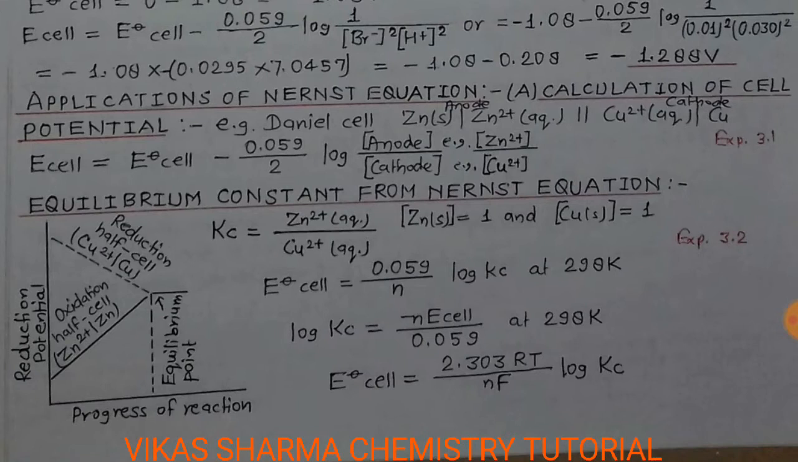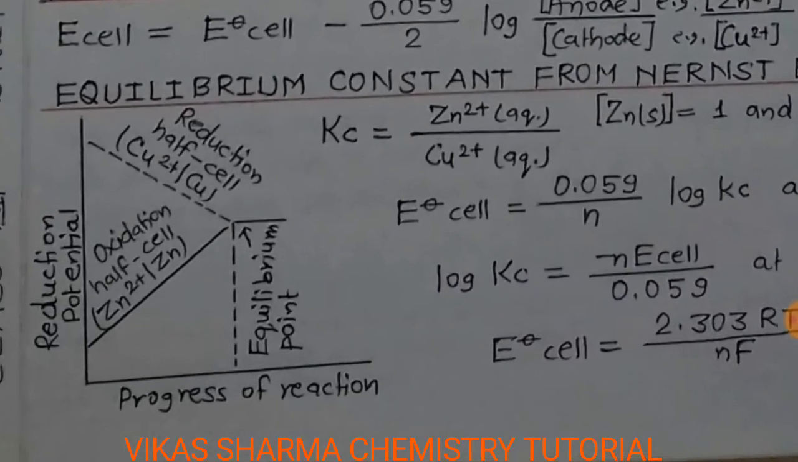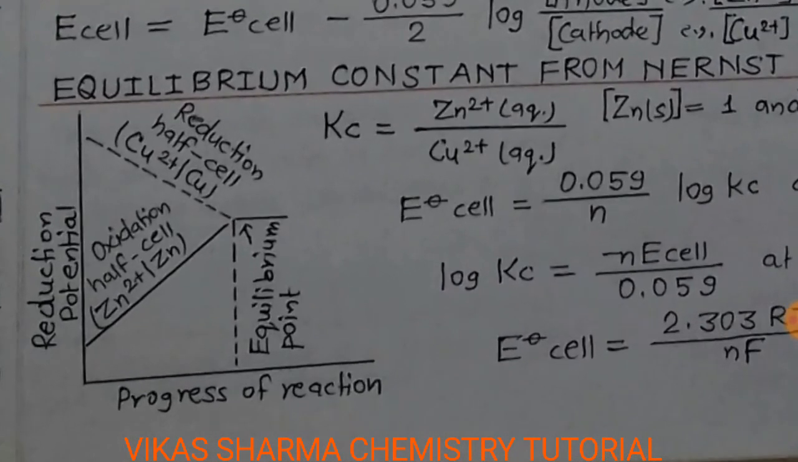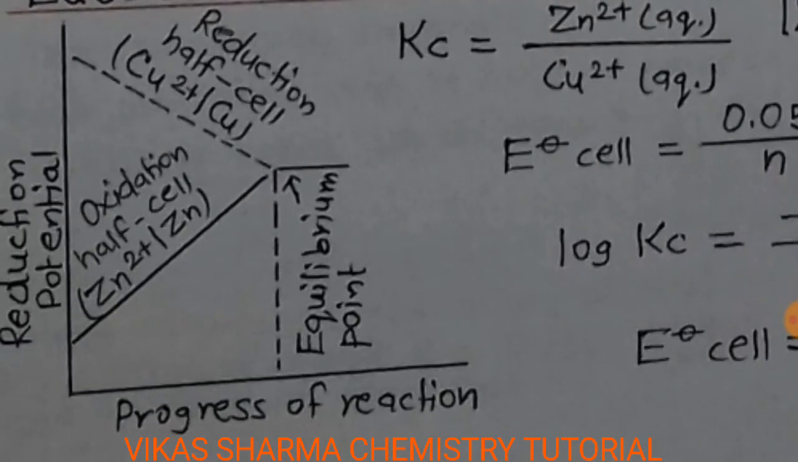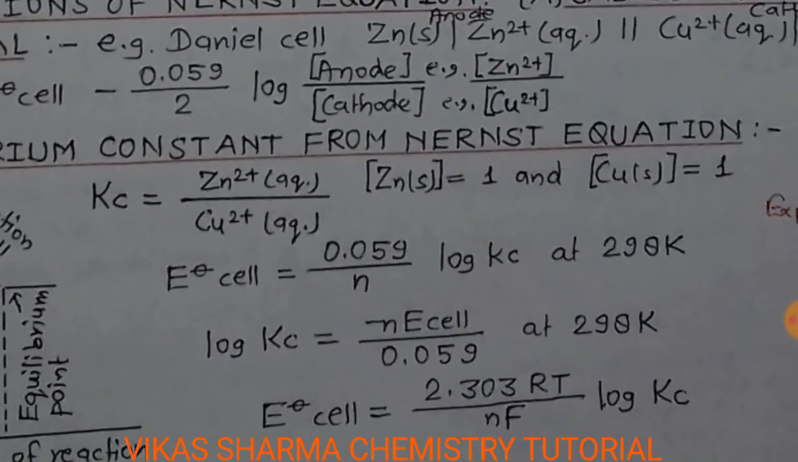Second, students, we consider the equilibrium constant from the Nernst equation. It is simple. If the electrochemical reaction progresses to completion, the reduction potential of the oxidation half cell in a Daniell cell, Zn to Zn2+, and the reduction half cell, Cu2+ to Cu, reach an equilibrium condition, which is known as the equilibrium point. So we put in the value.